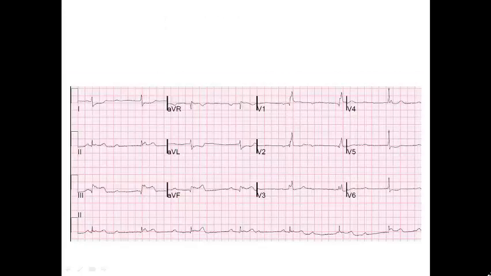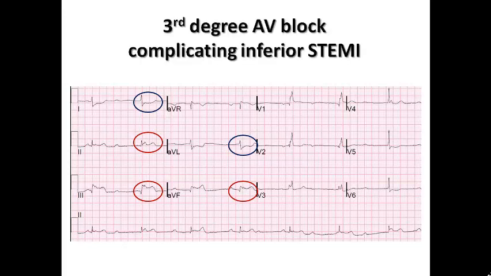And for example, here we can find that there is complete AV dissociation as well. But it is not the only finding. We have also another finding here, which is very, very important to recognize in patients with AV block, especially in Mobitz type 2 and third degree. We have ST elevation in inferior leads and reciprocal depression in 1 and AVL. And so it is not just third degree AV block, it is third degree AV block complicating inferior STEMI.